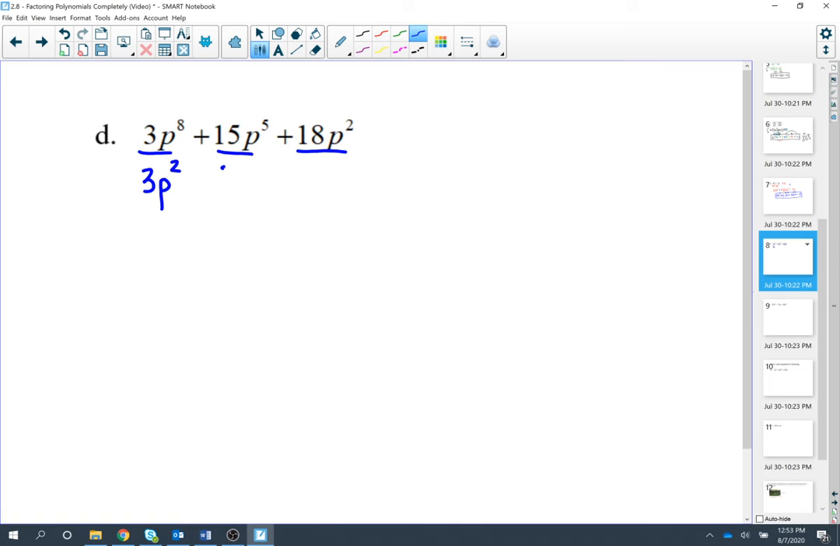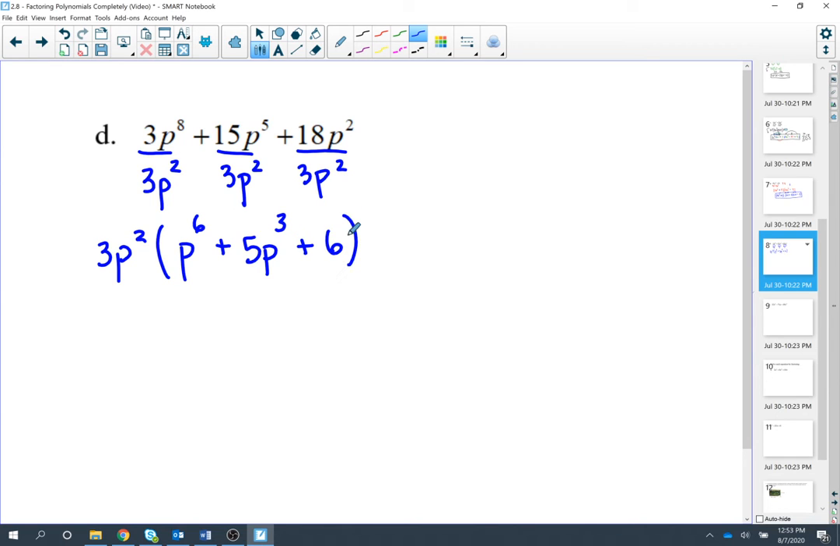3p squared. And again, I highly recommend you pause your video and try to do these on your own right now, and then just come back and check your answer. So 3p squared is going to leave me with p to the 6th plus 5p cubed plus 6.